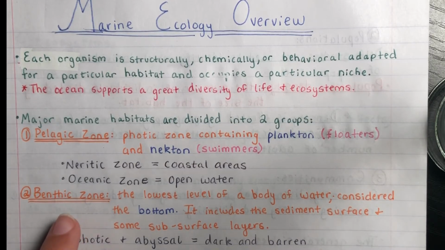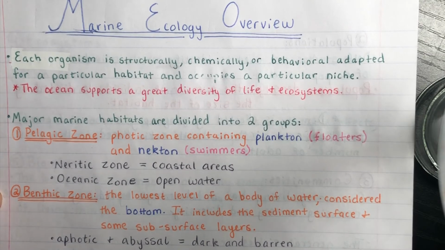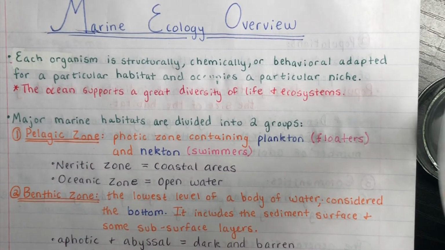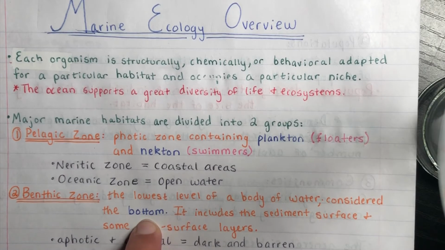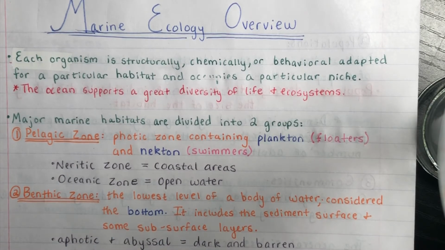The benthic zone. This is the lowest level of a body of water, considered the bottom. If we think back, the benthic zone refers to ocean bottom at any depth or distance from shore. It includes the sediment surface and subsurface layers of our ocean floor, and organisms that live here are called benthos. They are referred to as benthos because they are living either on that sediment surface, the sediment being sand, rock, gravel, or they're living inside of it, like worms.